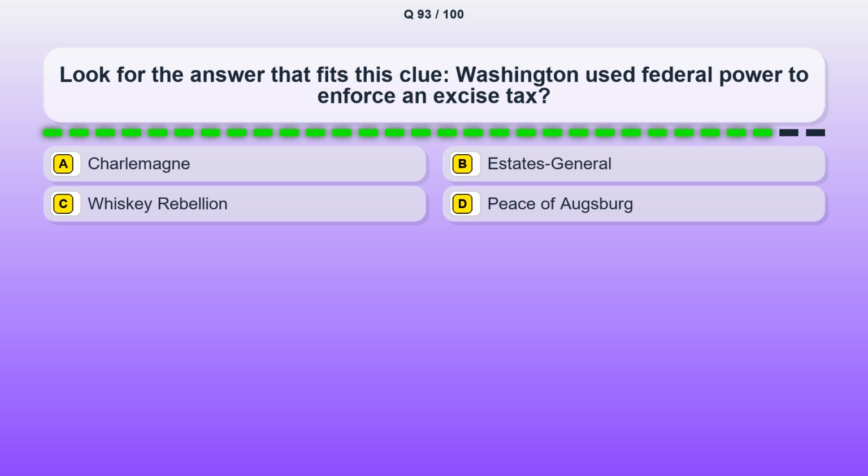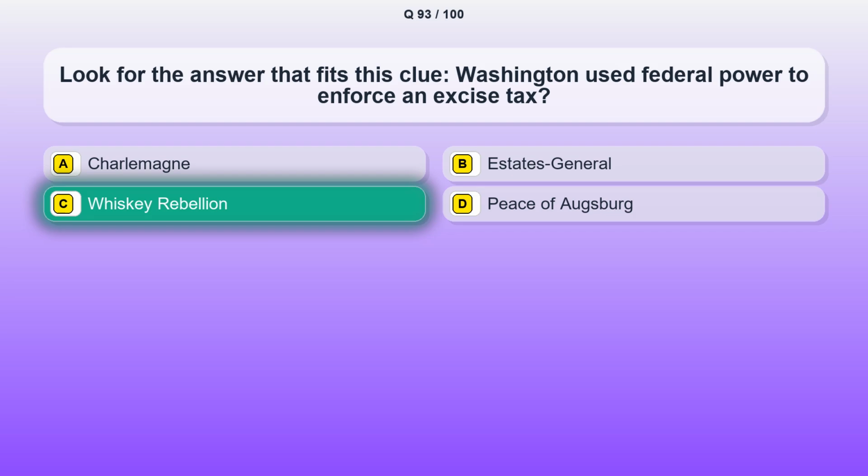Question 93. Look for the answer that fits this clue. Washington used federal power to enforce an excise tax. Option A, Charlemagne. Option B, Estates-General. Option C, Whiskey Rebellion. Option D, Peace of Augsburg.